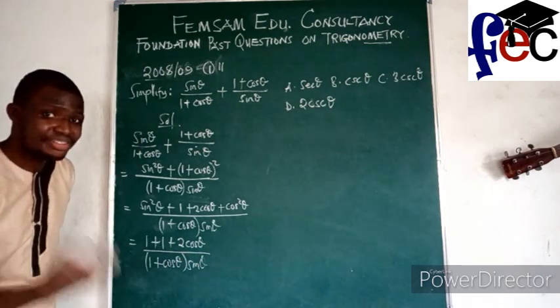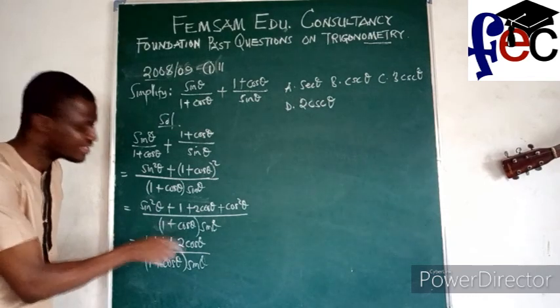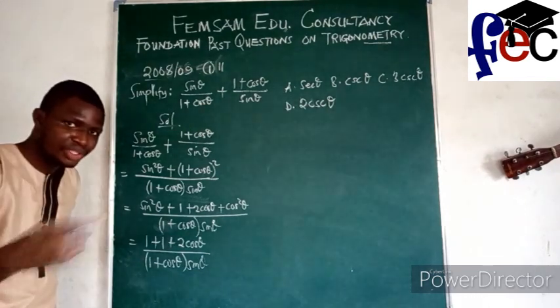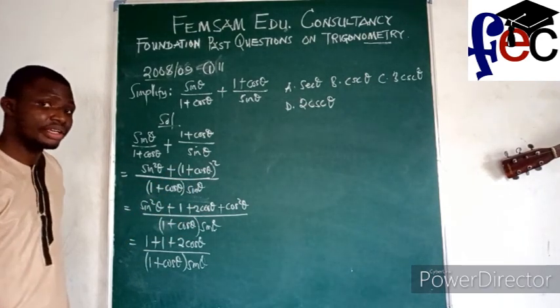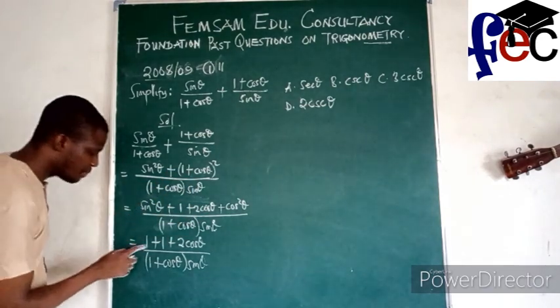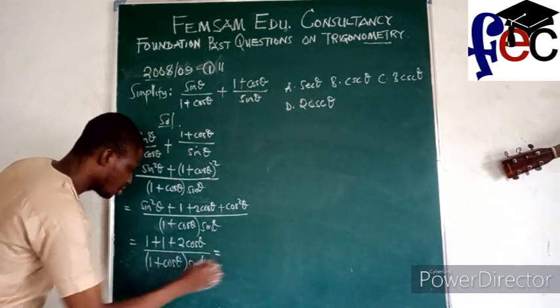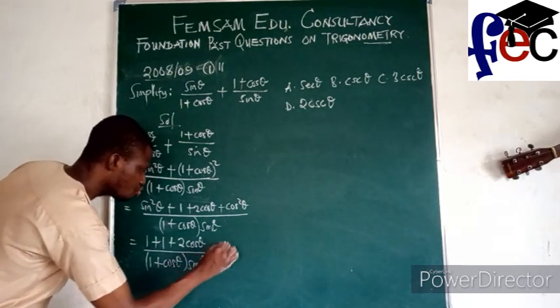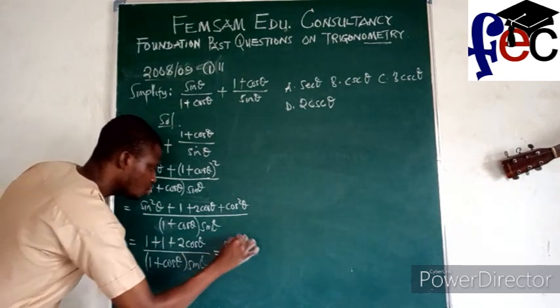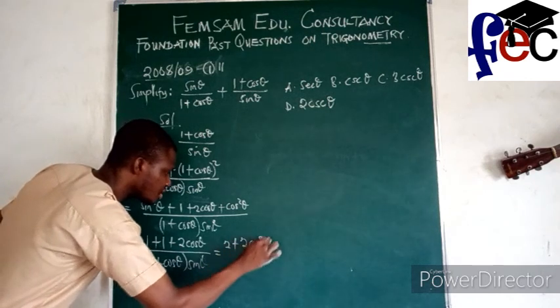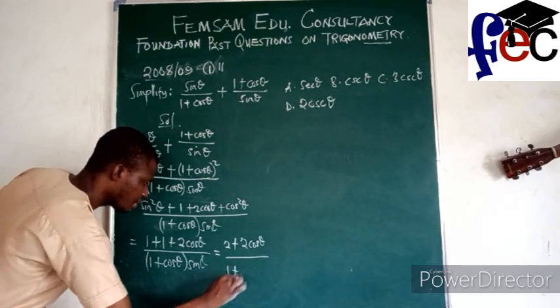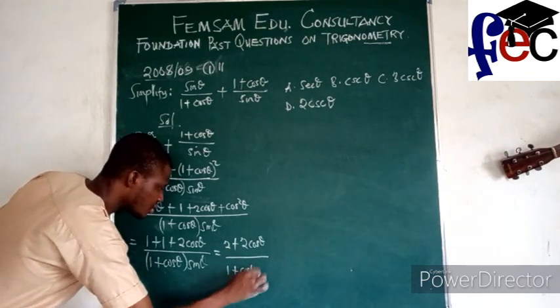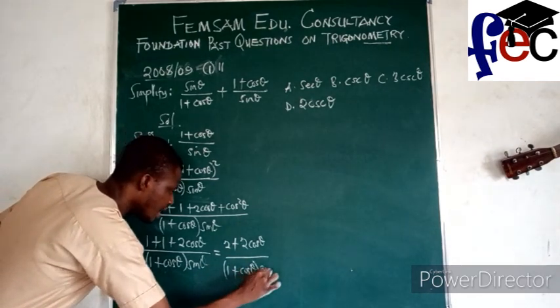Remember, it's an objective question. You cannot waste time. In fact, I was doing this just because I want you to understand. I would have written this directly from here. Okay? So now, 1 plus 1, that is 2. So the result of this one here will become 2 plus 2 cos theta divided by 1 plus cos theta, sine theta.